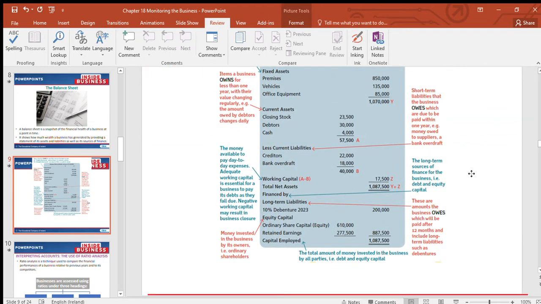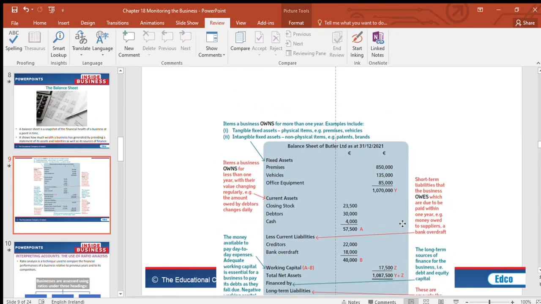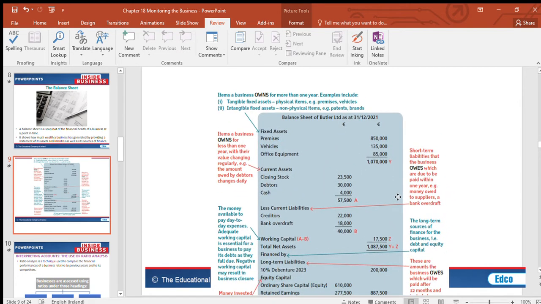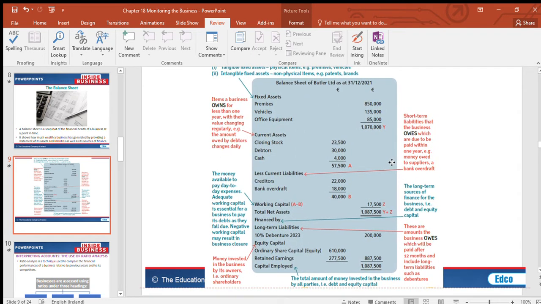This slide here, I have to try and navigate it better than that. This slide here is the balance sheet. So this is our balance sheet. We've seen it here from top to bottom. It's our fixed assets down to our capital employed.